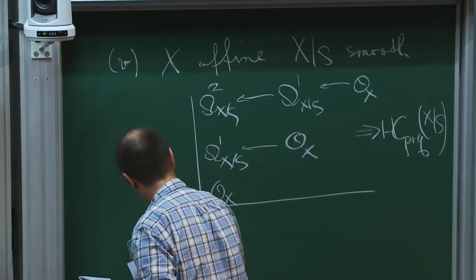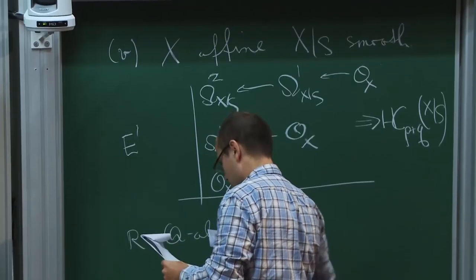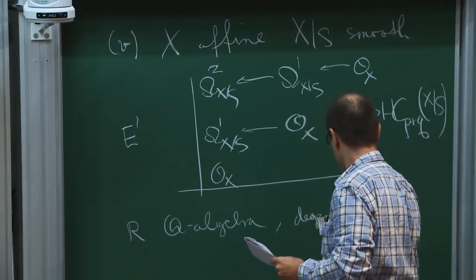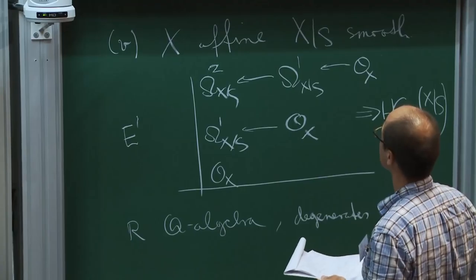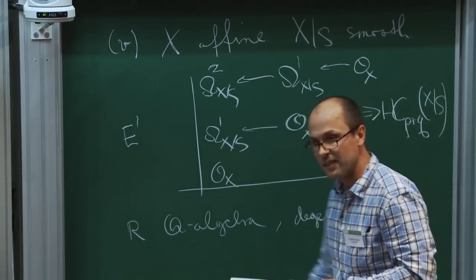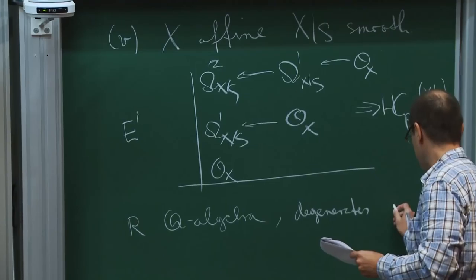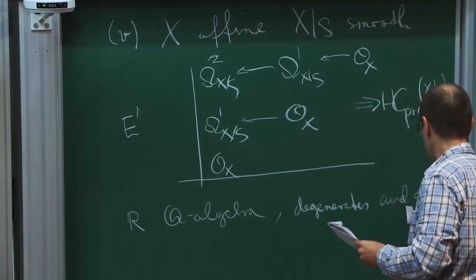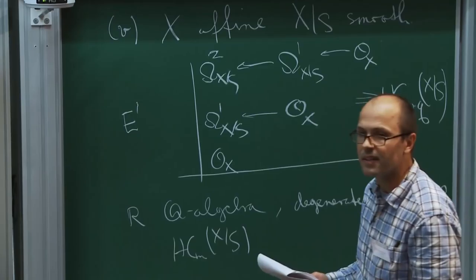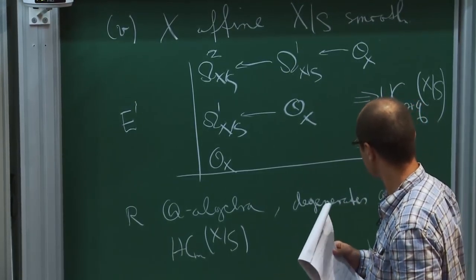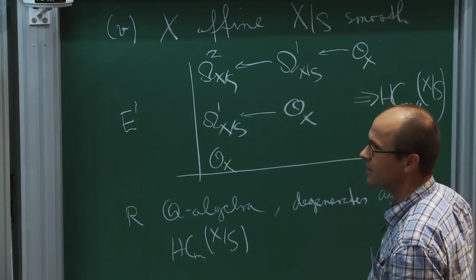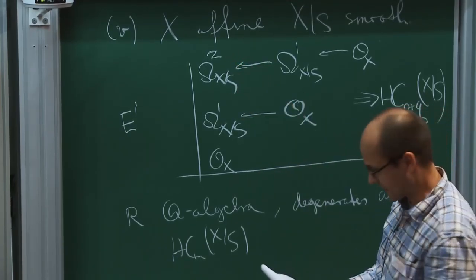If R is a Q-algebra, then you have so-called lambda operations, which makes this degenerate. Do you still need smooth? So X is smooth here, yeah. And now R is a Q-algebra. Then this degenerates and gives the cyclic homology. Which operations do you have? Lambda operations? Lambda. Yeah. No, R is my base. S is Spec R. Yeah.